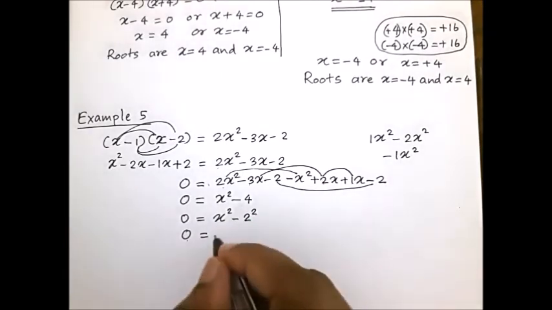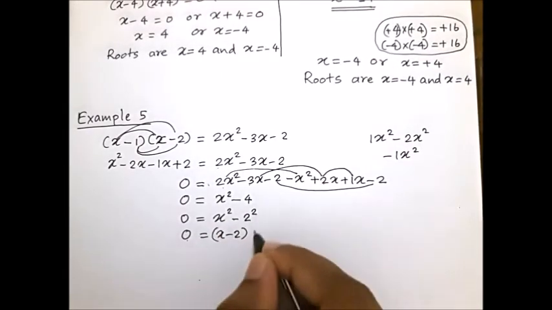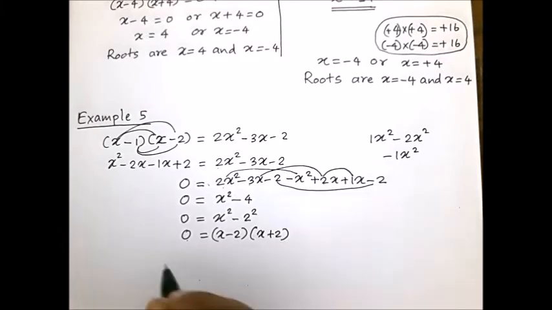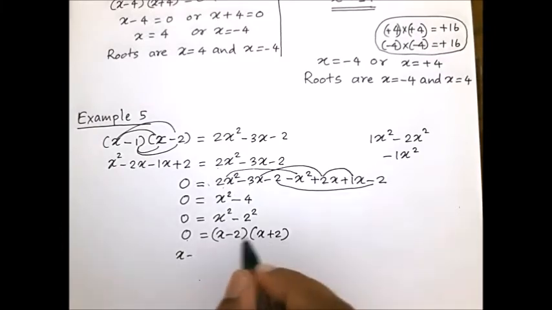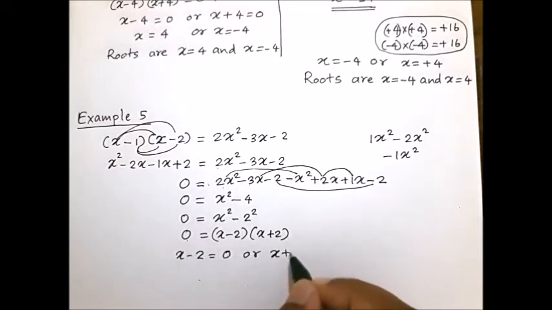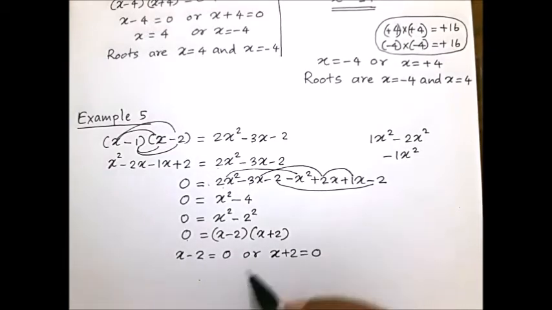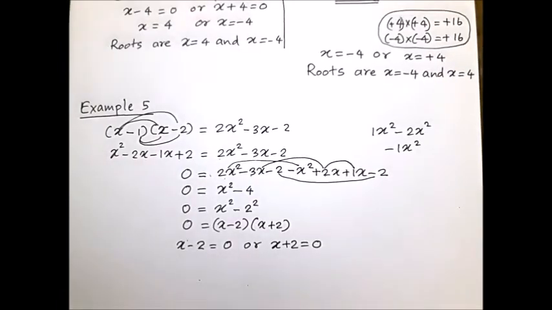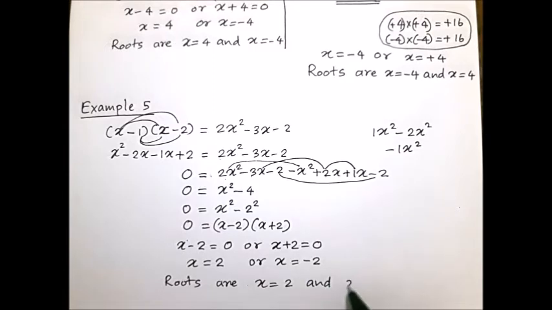This is a difference of two squares. So write the factors x minus 2 and x plus 2. Now the product of these two factors equals 0. Then x minus 2 equals 0 or x plus 2 equals 0. Take minus 2 to the right side, it is plus 2. Take plus 2 to the right side, it is minus 2. Roots are x equals 2 and x equals minus 2.